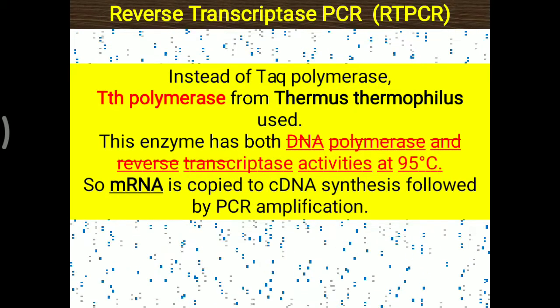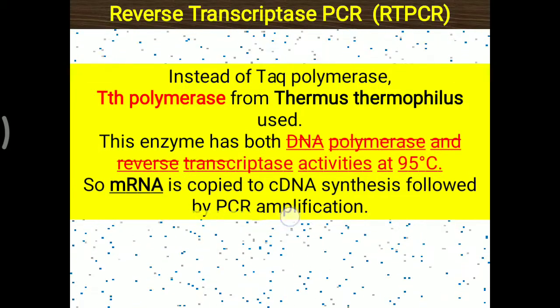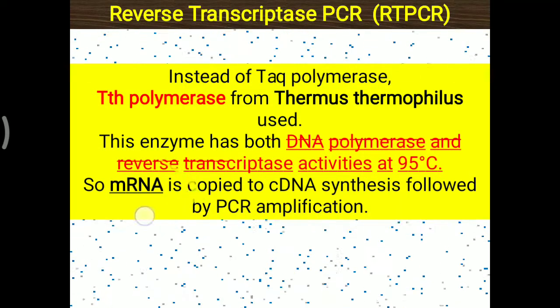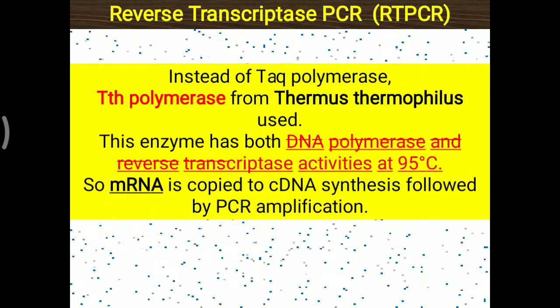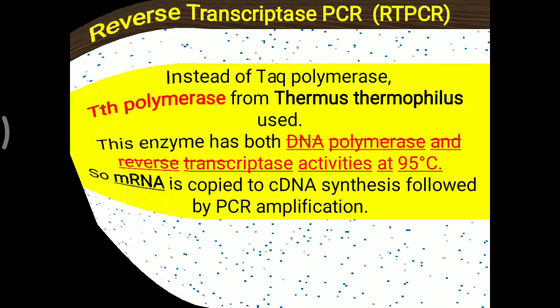So with the help of this reverse transcriptase, even if we have an mRNA molecule, that can be amplified with the help of the PCR technique. First the mRNA is converted into the complementary DNA sequence, and this complementary DNA is utilized for the PCR amplification procedure.